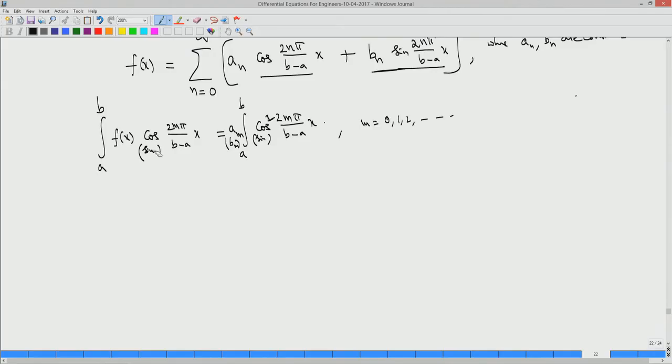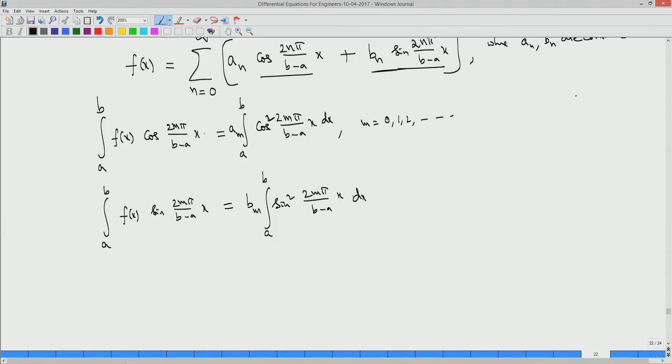So to write it separately: the integral from a to b of f(x) sin(2mπ/(b−a) x) equals b_m times the integral from a to b of sin²(2mπ/(b−a) x) dx. You should not forget this dx. This is what you get for m running from 1 onwards.